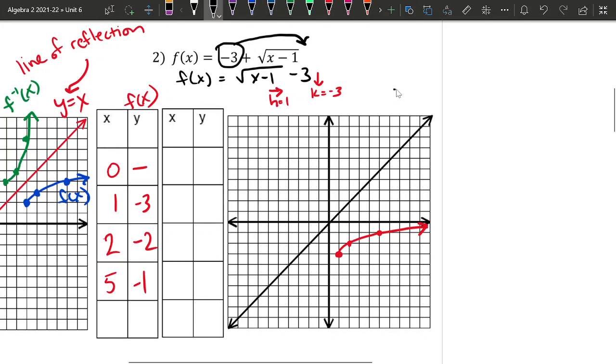So this is the line of reflection, y equals x. Oh, I didn't label my graph. I need to do that. This is f of x. And it's important to label the graphs also so I know which one is your original and which one is your inverse.